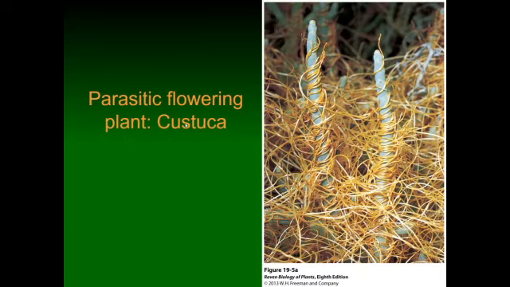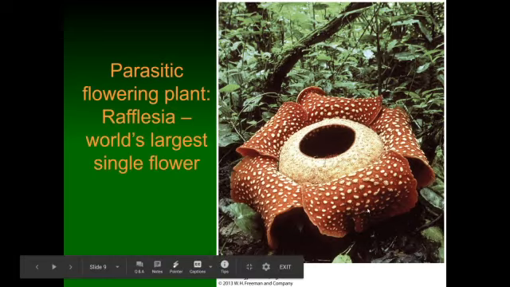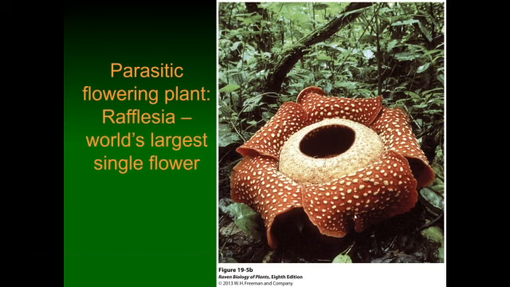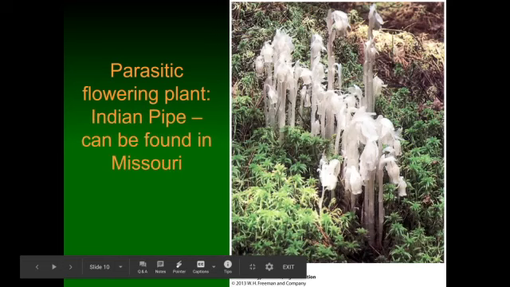We have parasitic flowering plants. This one is called dodder, and basically it doesn't have any chlorophyll because it steals what it needs from other plants. It essentially roots into other plants and sucks out all their good stuff. So the world's largest single flower, this is Rafflesia. It's another parasitic plant. So it's a really crazy looking flower. So we have another parasitic plant. This one is called Indian pipe. This one's pretty common in Missouri.